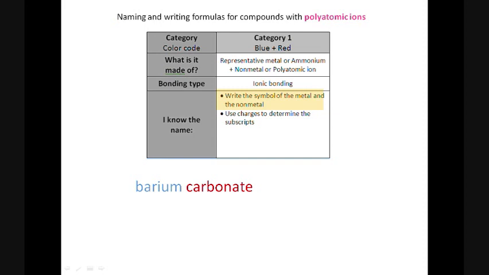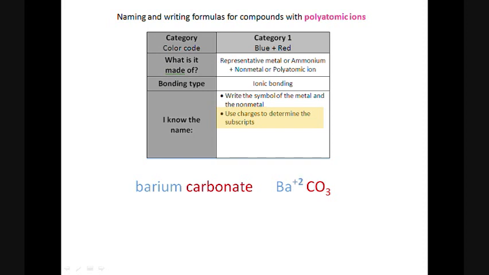We start by writing the symbols for our 2 particles, Ba for barium and CO3 for carbonate. Don't forget, that 3 is not a subscript for the whole carbonate ion, it's a part of the family. 1 carbon atom and 3 oxygen atoms. Be careful with those subscripts. We have to take care of the family. Now we need to check out the charges and see if they equal out. If they don't, we need some subscripts.